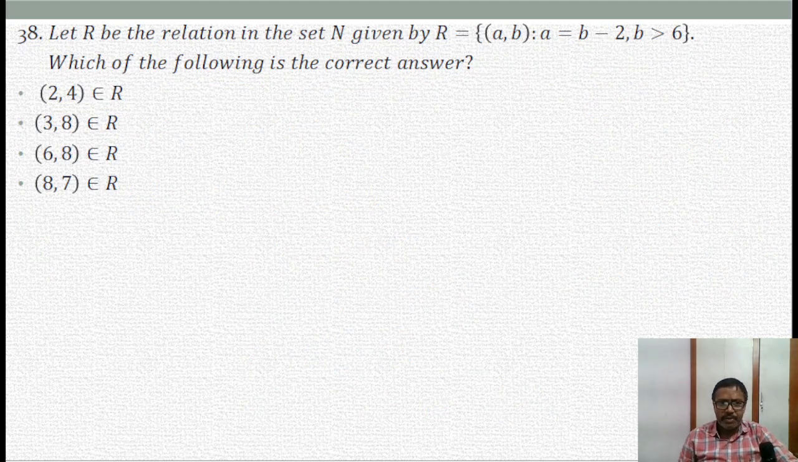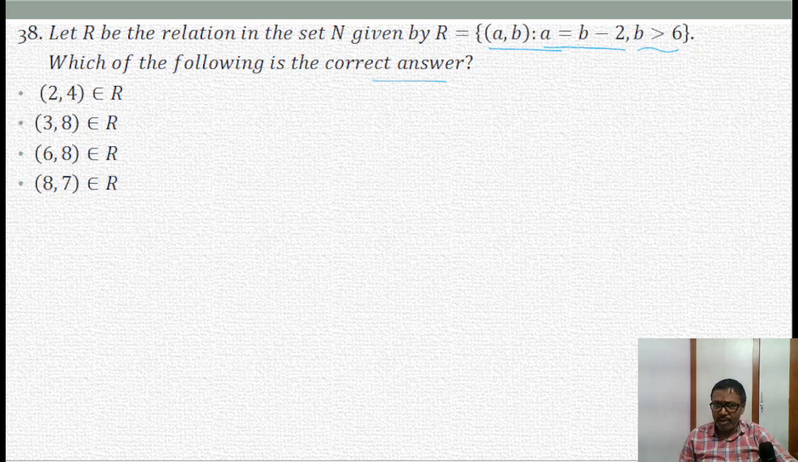Question number 38. Let R be the relation in the set N given by R is equal to the set of all (a, b) such that the condition is a is equal to b minus 2, b is greater than 6. Which of the following is the correct answer? They are giving you elements in the relation. Which is the correct one? They are asking.